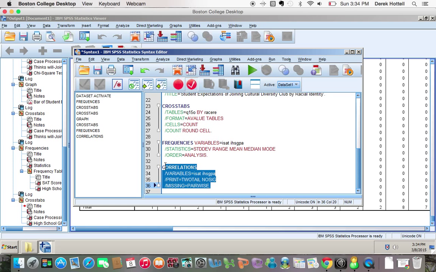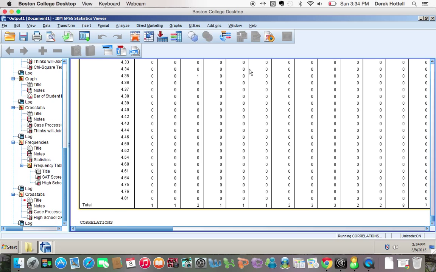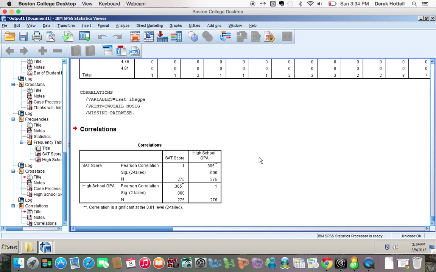We're going to highlight that operation, click the green play arrow, and that's going to give us our correlation. So you can see that we have a correlation of 0.305, and we have a significance of 0.000. What that means is that this correlation of 0.305 is significant at the alpha level of 0.001, which means it's statistically significant. It's easily statistically significant. The likelihood that we have found this outcome by complete chance is very, very slim. That's what that 0.001 means.